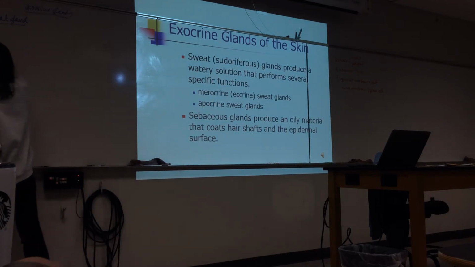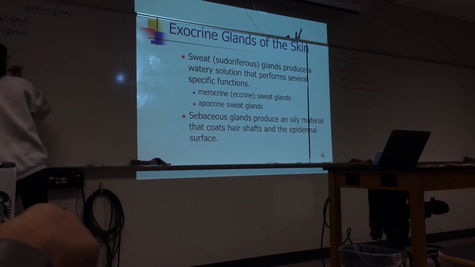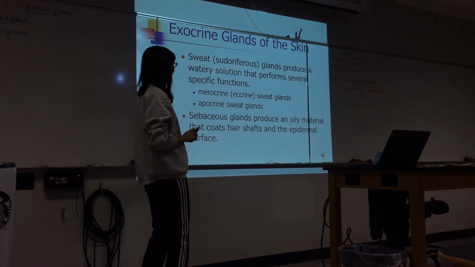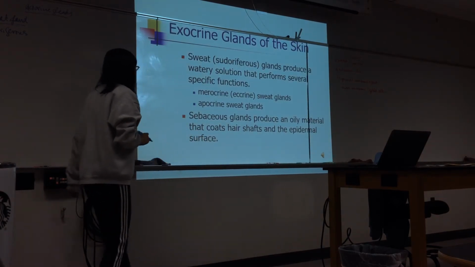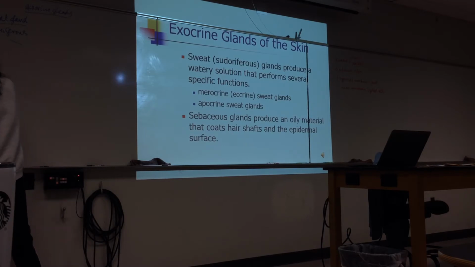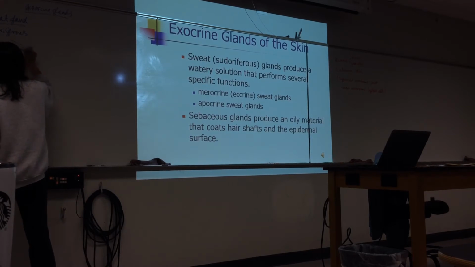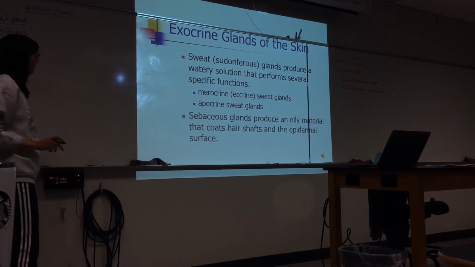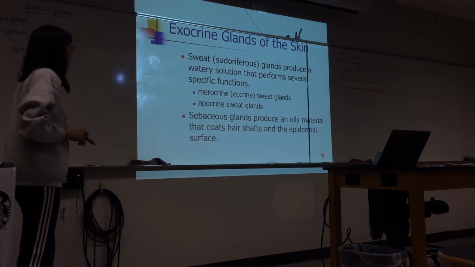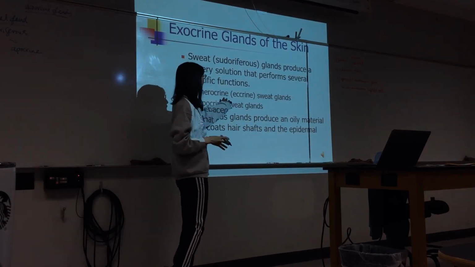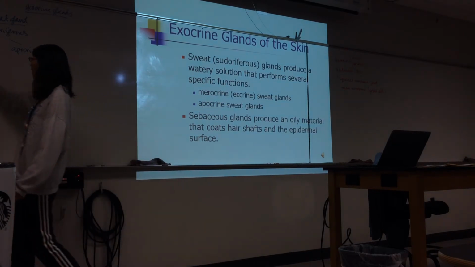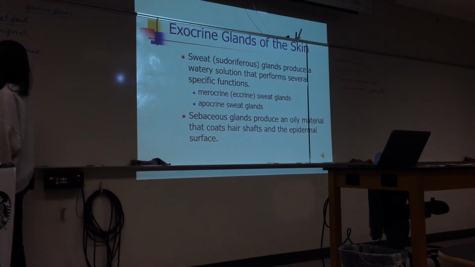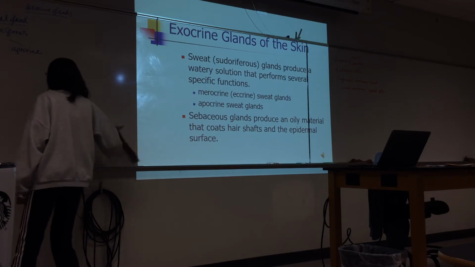Sudoriferous is another name. And there are two main kinds, merocrine and apocrine. They're both sweat glands, okay? So in some textbooks they call merocrine eccrine. I don't know why, but they do. So when you see it, don't get confused, it's just sweat glands.